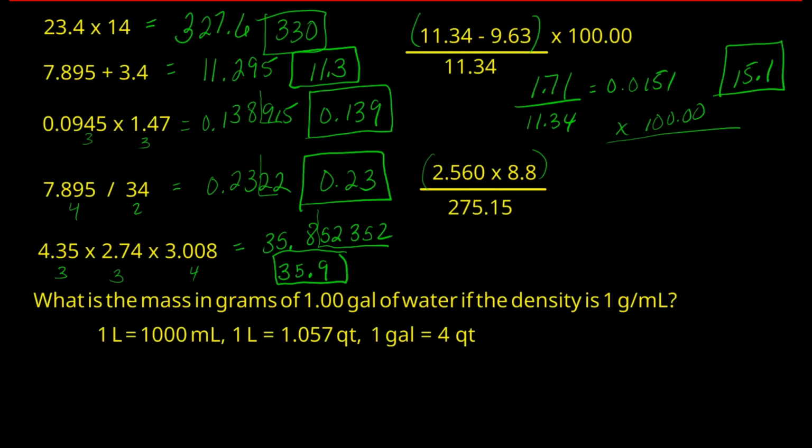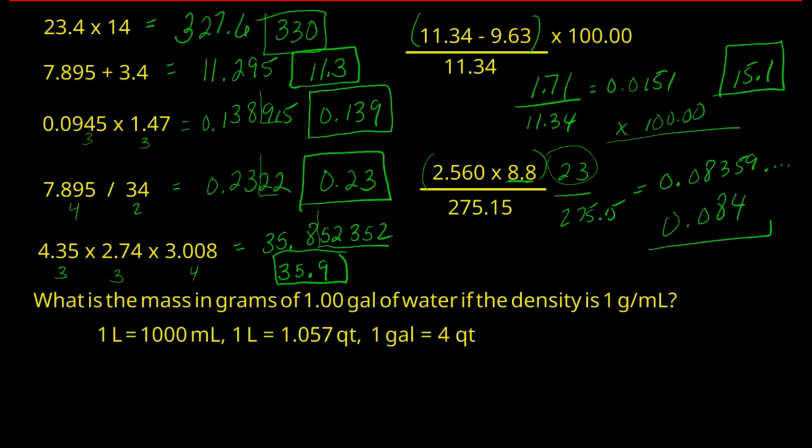Okay, again, on the next one, I'm going to do this part first. And I get 23. Because I have 2 sig figs here. So I'm going to divide that 23 by 275.15. So that's going to give me 0.08359. So on and so forth. Okay, I'm allowed 2 sig figs because of this up here. So it's going to be 0.084. Be my answer.